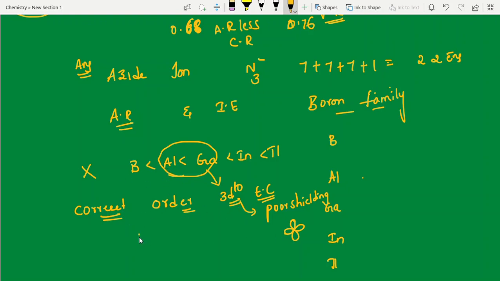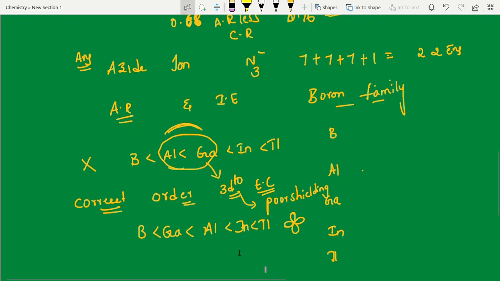What is this actual case? Tell me, students. Only these two interchange. That's it. Boron, this is gallium, and this is what, students? Yes, aluminium. Next, indium, thallium as it is, normal. Now, next one, ionization energy.